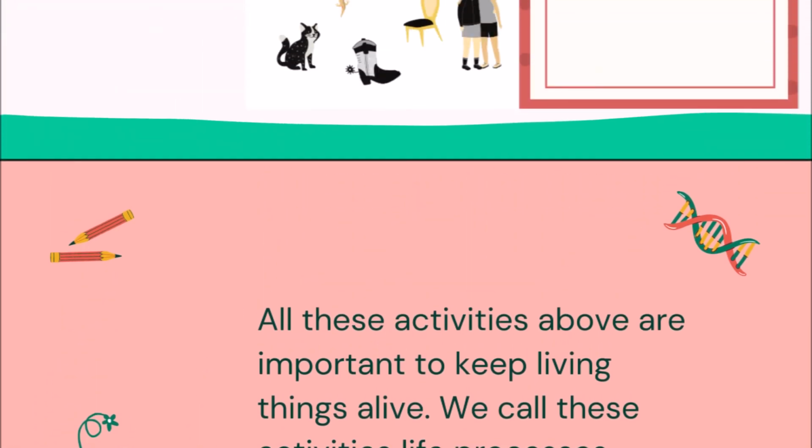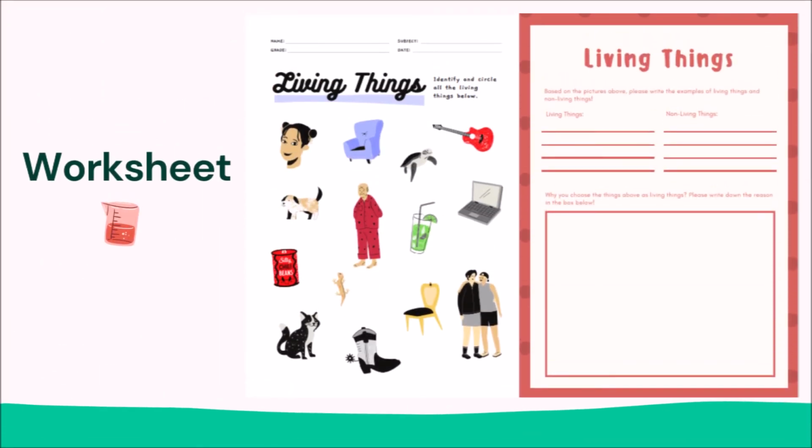So, if we find a thing has the characteristic above, we can sort it to be a living thing. And the other one without this characteristic is non-living thing. Now, let's finish your worksheet. Please identify the living things.